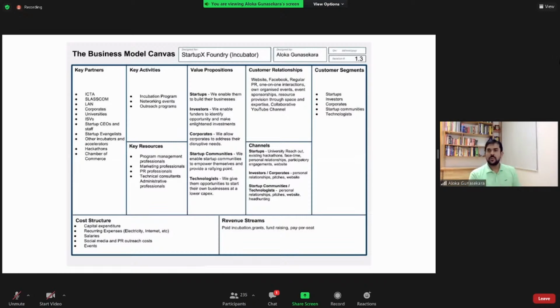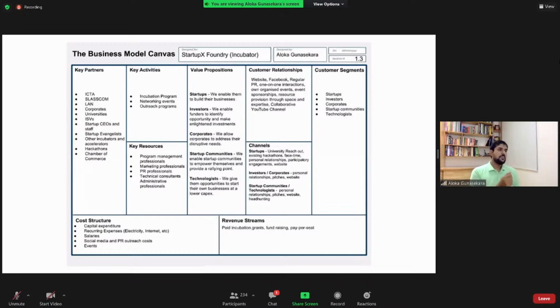Now, our value propositions. For startups, we enable them to build their businesses. We had a physical space. We had access to a lot of resources, including AWS credits, Microsoft credits, and a lot of access to markets across the globe, from Norway, to Australia, to Singapore, to India, to multiples of these markets, and we made it available for all the entrepreneurs who are working with us.